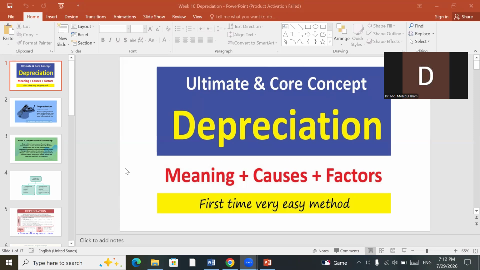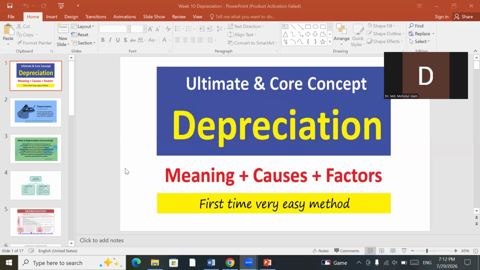Just an assumption or pre-plan. Okay, not fixed. So for this reason, depreciation is called non-cash allocation. It is one kind of expense, but non-cash allocation. This is cost allocation over the period of the asset.